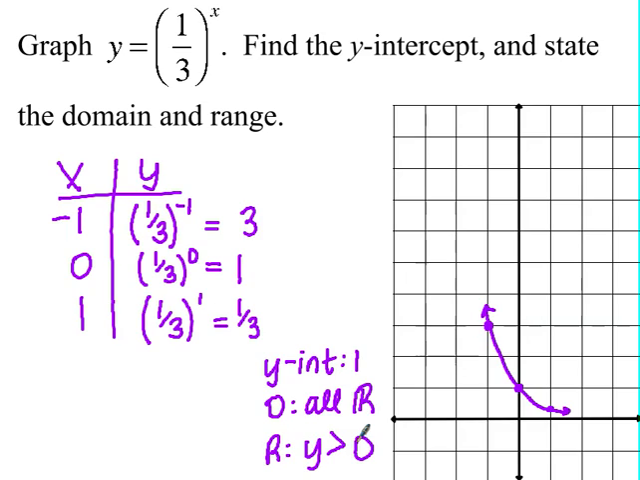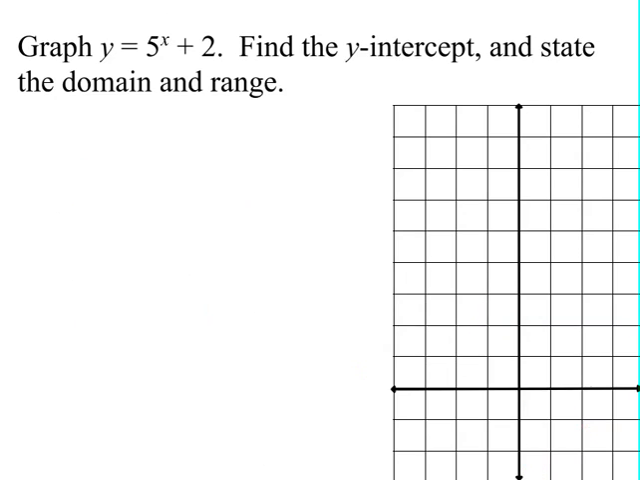There will be instances where a function wouldn't go all the way to the left. An example of something like that, and you probably won't see it today, would be a graph that might go like this only, and it would never cross the y-axis. But we'll get to those later on. Today, generally, it's probably going to be all real numbers. So let's go ahead and look at this one.